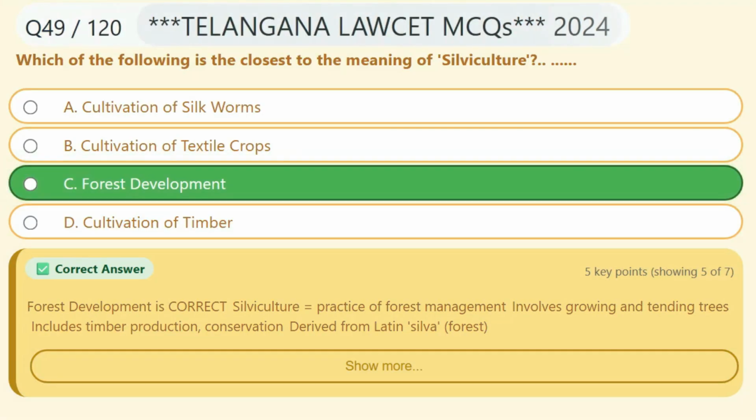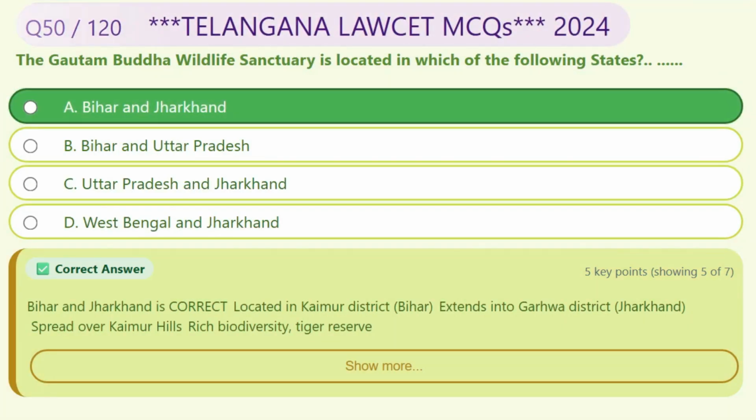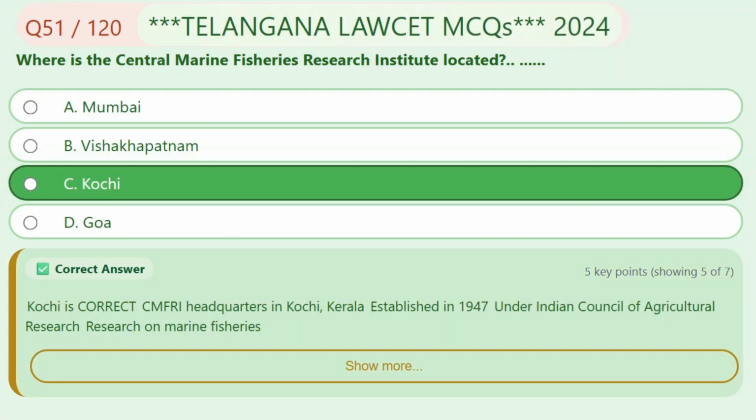Which of the following is the closest to the meaning of silviculture? Forest development. The Gautam Buddha Wildlife Sanctuary is located in which of the following states? Bihar and Jharkhand. Where is the Central Marine Fisheries Research Institute located? Kochi.